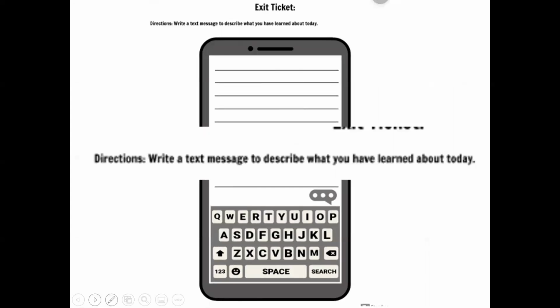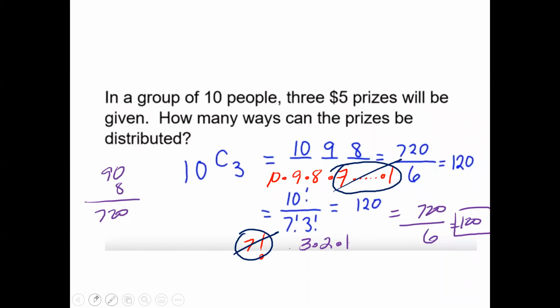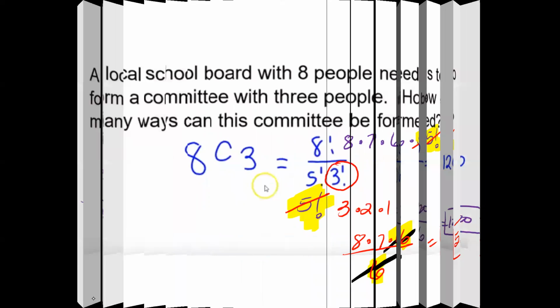Your exit ticket today is to write a text message to describe what you have learned today. And if you did not get the notes for Unit 2, here are the examples that we went over last class. You can pause the video.